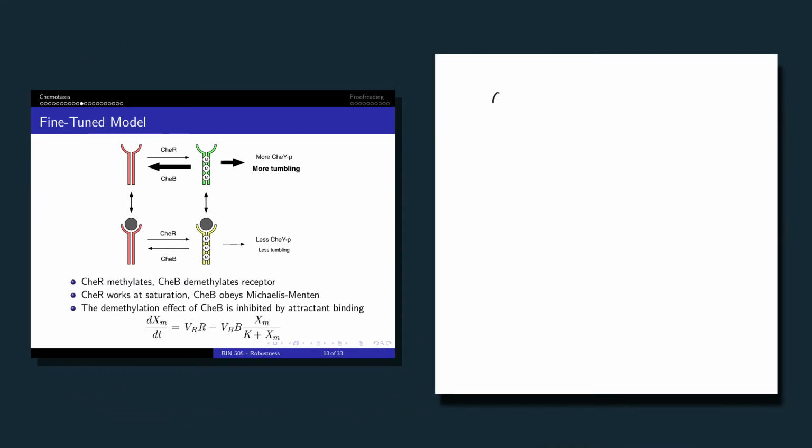Okay, so if we take our differential equation, which is the rate of change of Xm, the amount of methylated receptor, that rate of change is the methylation effect of VR R, so the methylation effect of CheR, minus the demethylation effect of B. So VB B times Xm over K plus Xm, which is our Michaelis term. So to be able to find the steady state Xm, we know that the rate of change of Xm should be 0, meaning we can say this whole thing is 0, and then simplify.